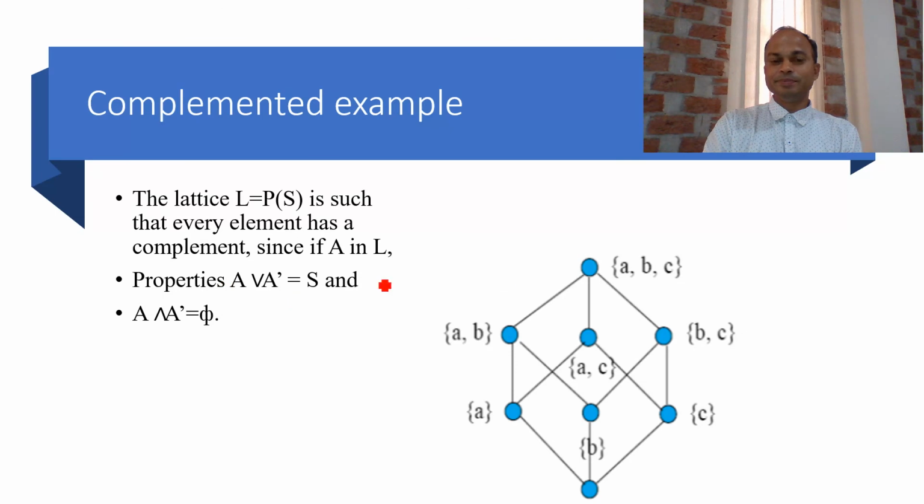This is the case of the complemented lattice. We have here a power set, and the elements are A, B, C. So this diagram we have plotted. If we take the properties of A and A dash, I mean the complement of A. If we take A equals ABC, then the complement will be phi. If we take the union, it becomes S. Similarly, the intersection becomes phi. So we can say this is a complemented lattice.